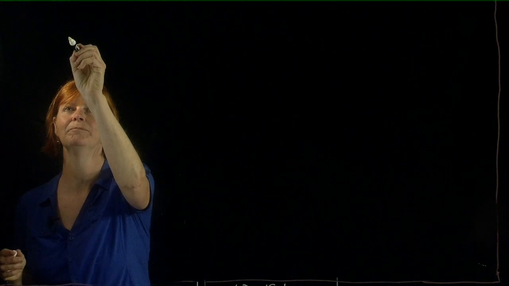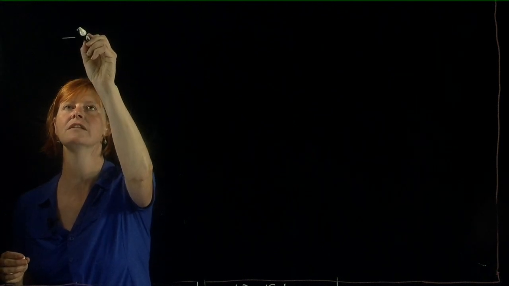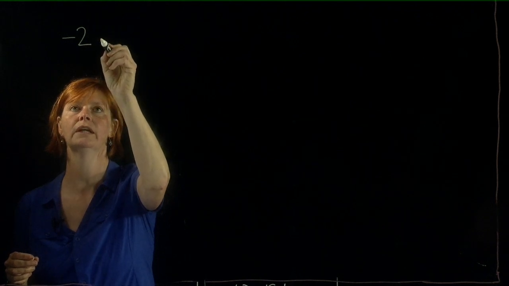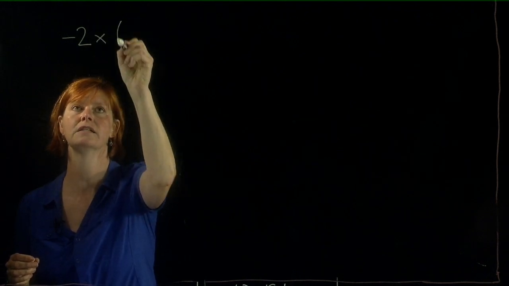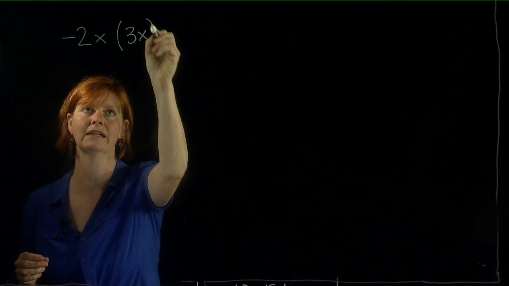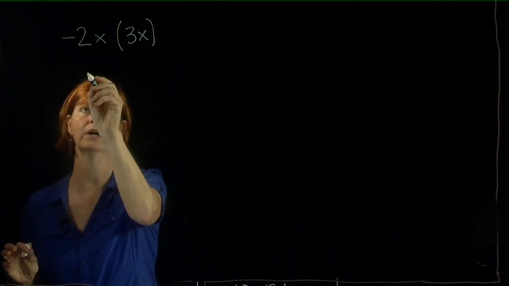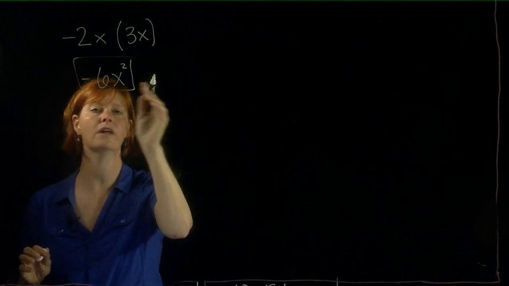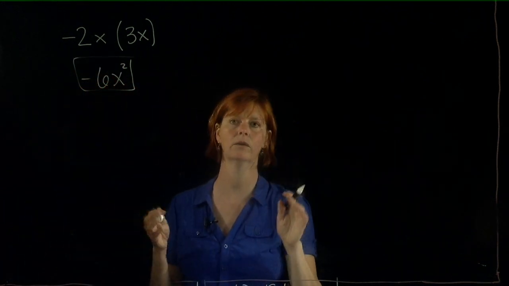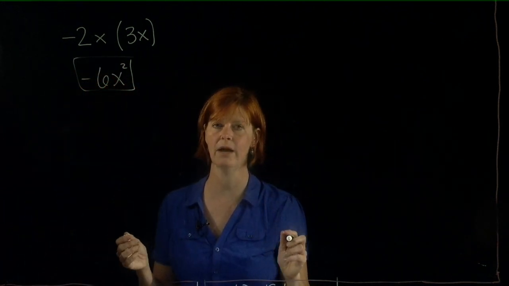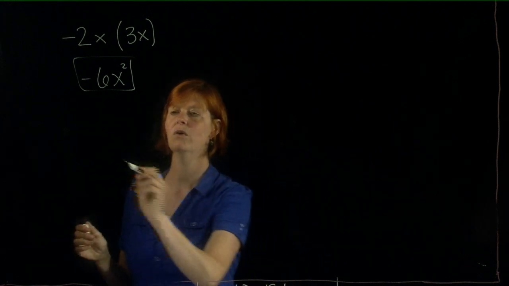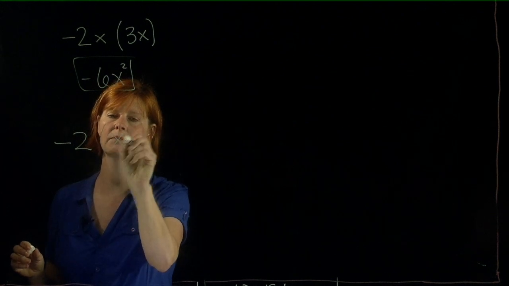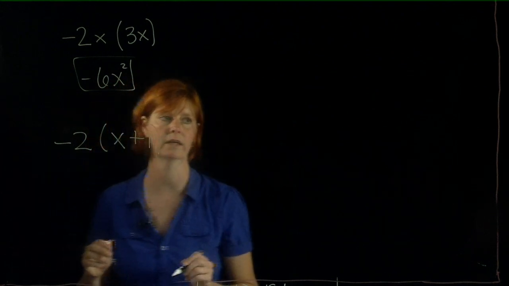Let's start off slow. Let's do 2x times 3x. That was like a problem we did before. And I'm going to get negative 6x squared. I'm not showing how you can algebraically rewrite that. I think that's a skill you have now. Now, what if I had negative 2 times the quantity x plus 1?